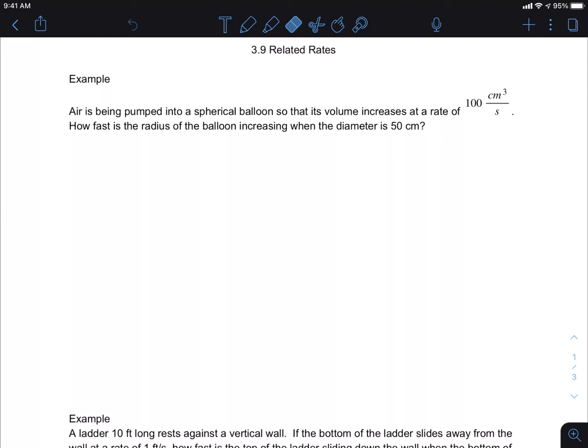Okay? So we need to think of it like this. dV/dt is 100 cubic centimeters per second. It is a derivative. It's a derivative specifically to volume. Is that clear? Okay.